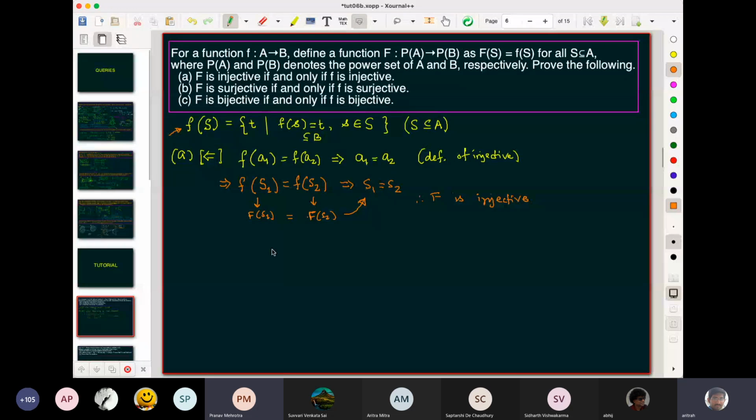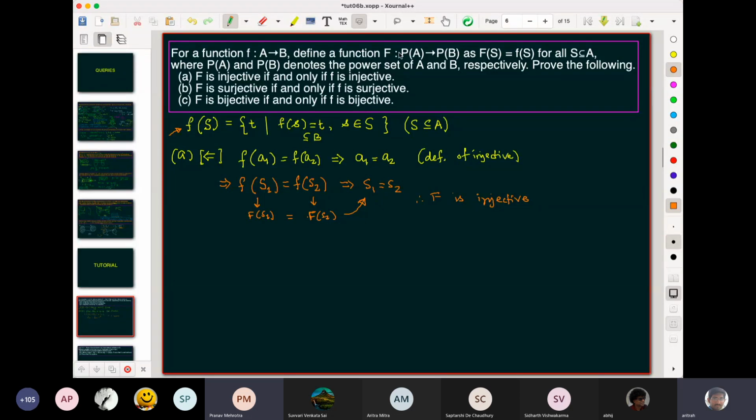Sir, the capital F function is defined from the power set of A to the power set of B. Yes, yes. And sir, we are defining only F(S) for all S which is a subset of A. So there are a lot of elements of capital F that are not defined. For all subsets of A, this holds. And for other elements of the power set of A, what is the value of F?